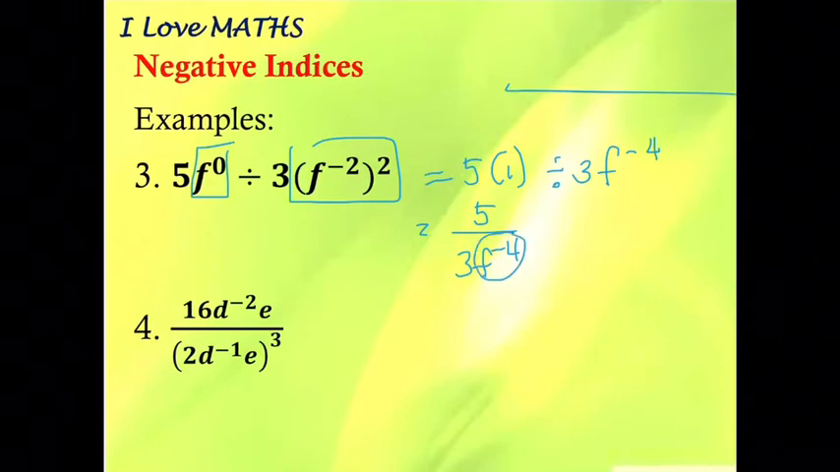Since f has a negative index and it's part of the denominator, you have to move it up to the numerator with 5. So 5f, and then make its index positive 4 all over 3. So the answer is 5f raised to 4 all over 3.